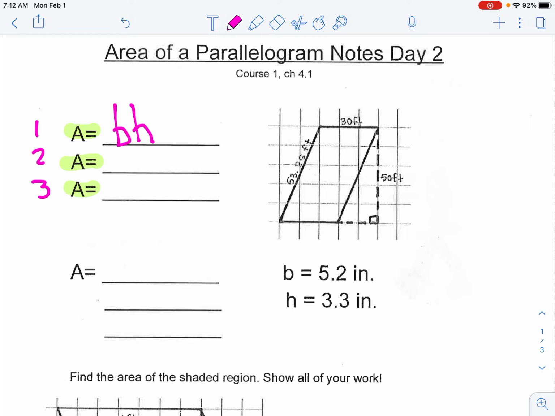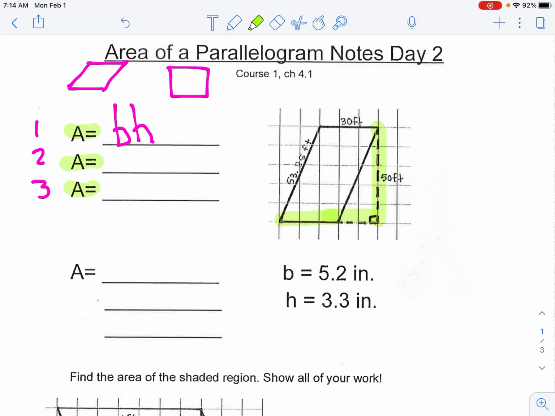Remember we talked about how a rectangle is base times height, and we talked about how the area of a parallelogram is also base times height. So we're still going to use base times height. So taking a look at the first one that we have, remember we always want to highlight the base. So the base is at the bottom. Now the height on this one is going to be this dashed line out to the side.